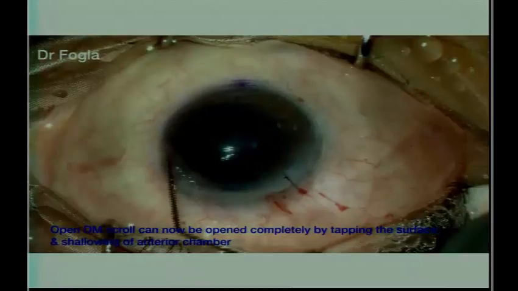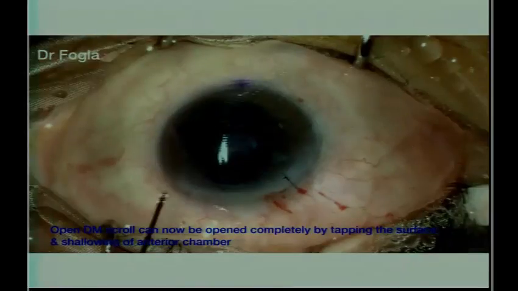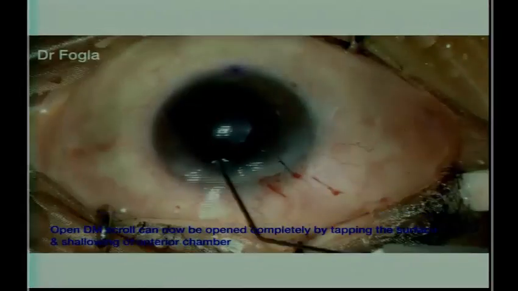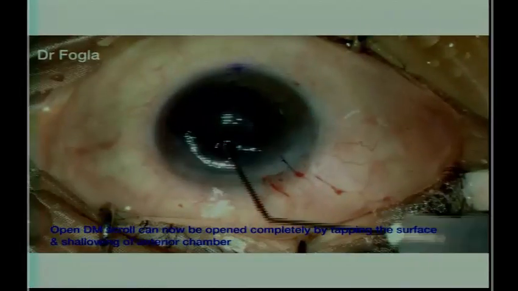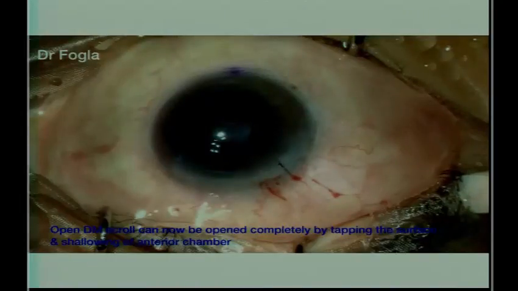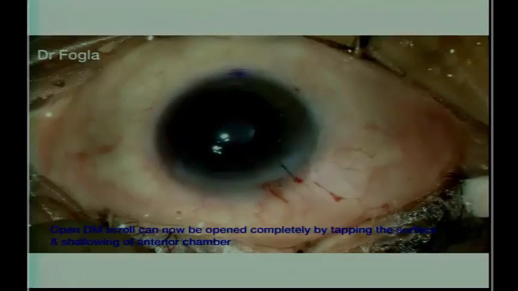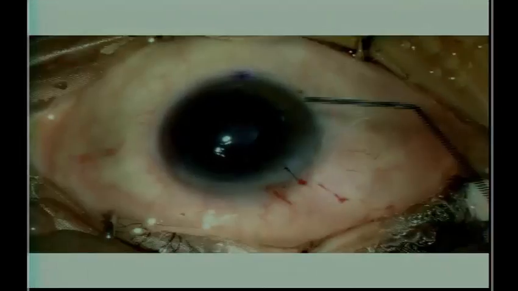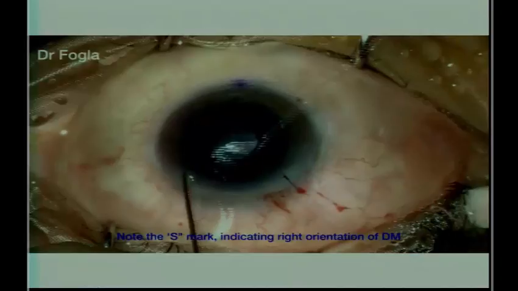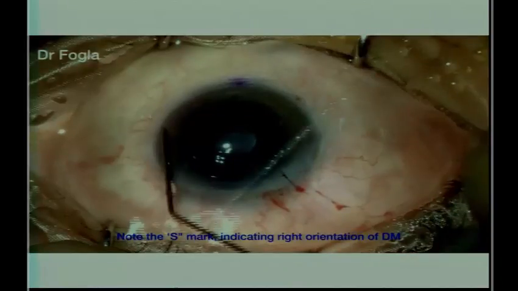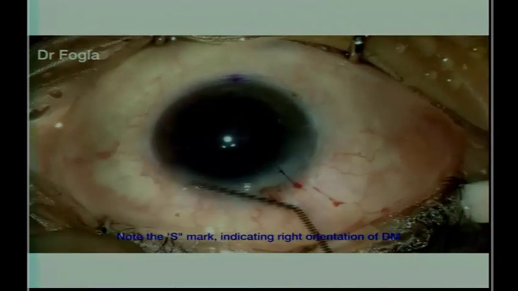The only problem when I was transitioning from DSAEK to DMEK was I was always trying to unfold it, keeping the chamber deep, and I had a tough time, and it would take so much time to try and tap because it opens up partially, and the moment you deepen the chamber, it would again go into a roll. So you can see there we shallow the chamber. As the fluid goes out, the flap tends to open up, and you can see the S stamp there. And you can center it.